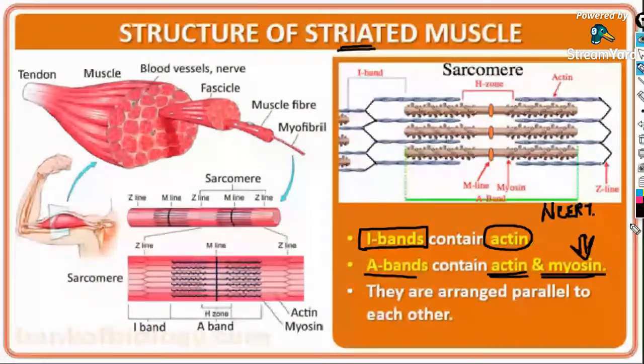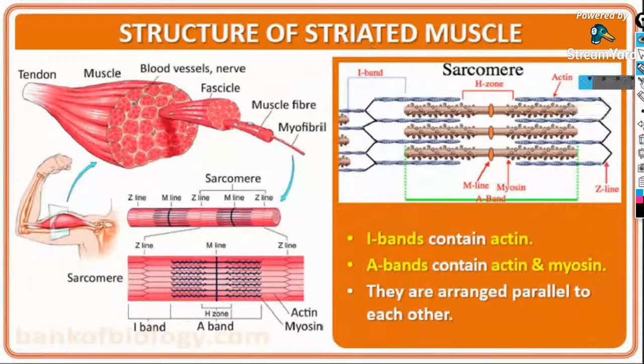So the I band consists of actin filaments and the A band consists of myosin filaments, and most importantly, they are arranged parallel to each other. Clear? Clear, everybody?